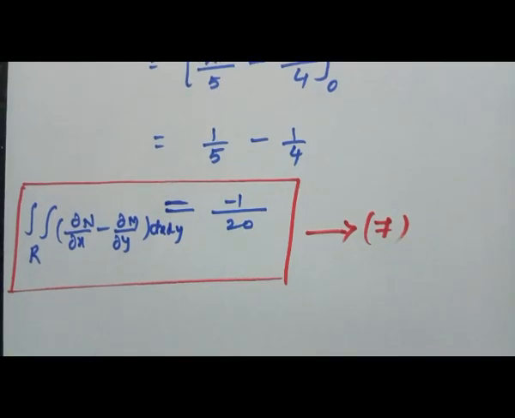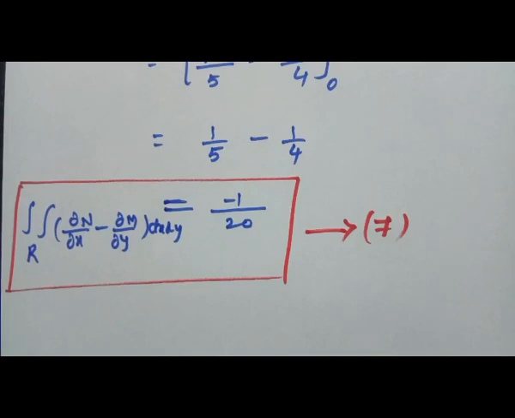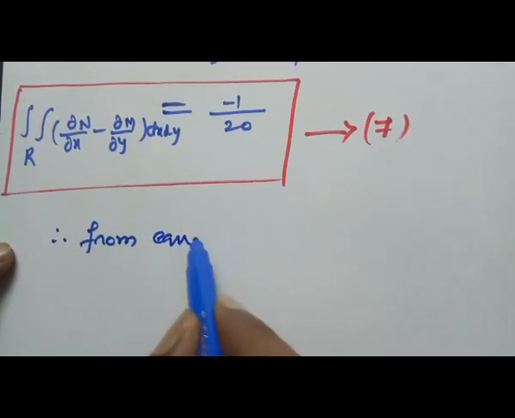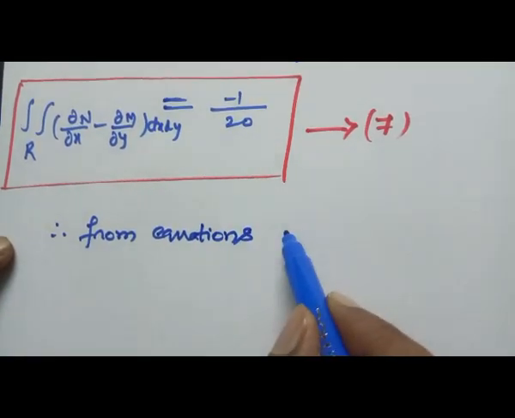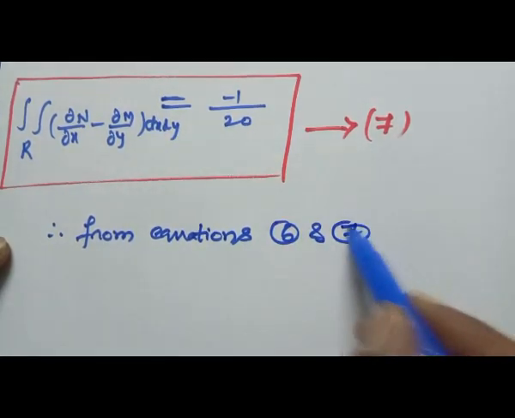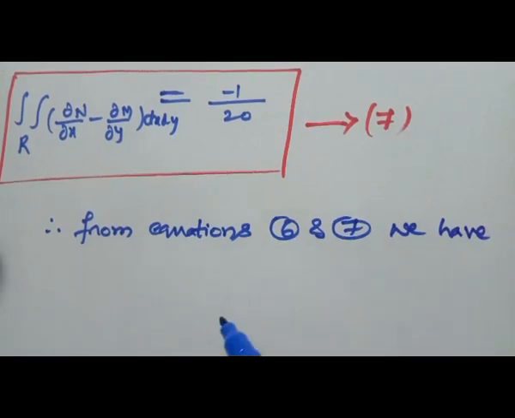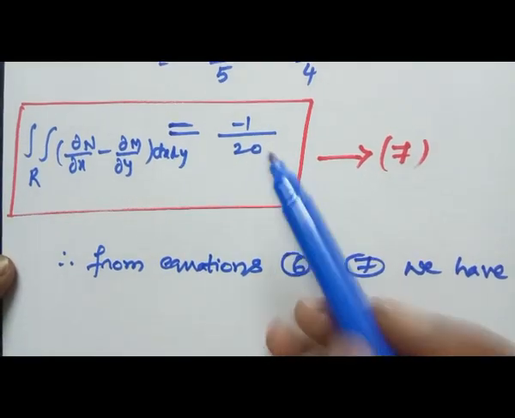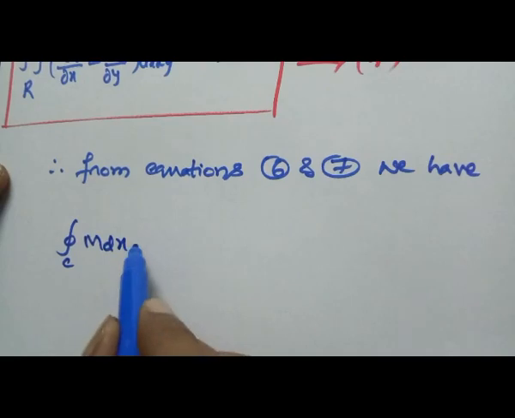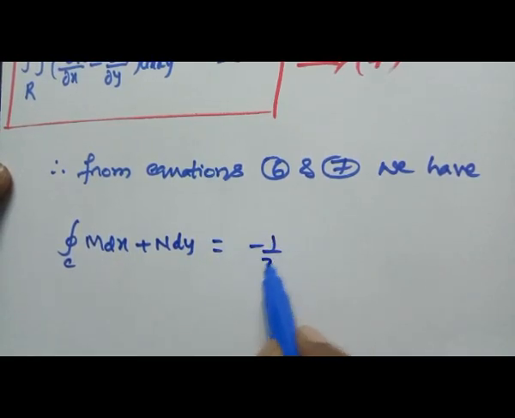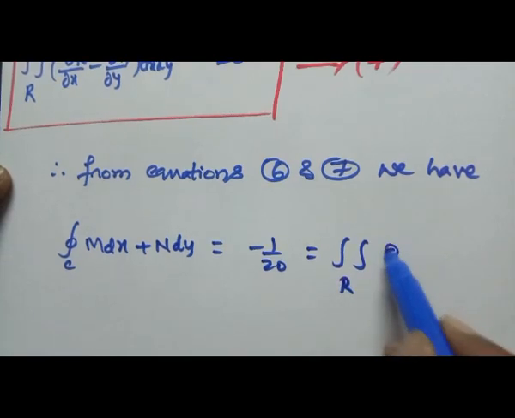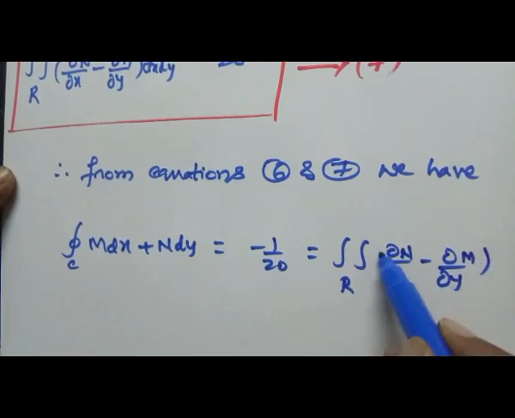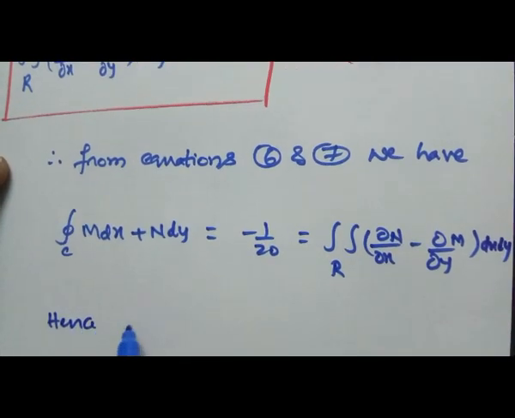Therefore, from equations 6 and 7, we have the line integral over C of m dx plus n dy equal to minus 1 by 20, which is equal to the double integral over R of dou by dou x of n minus dou by dou y of m, dx dy. Hence, the theorem is verified.